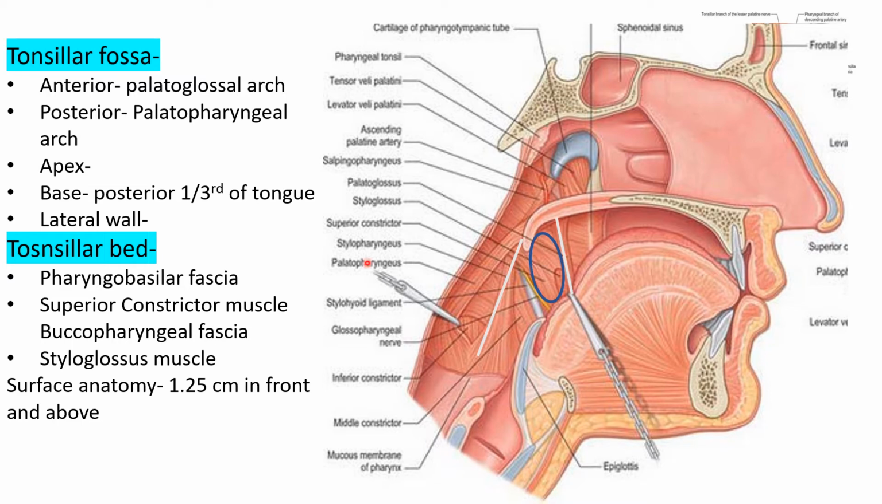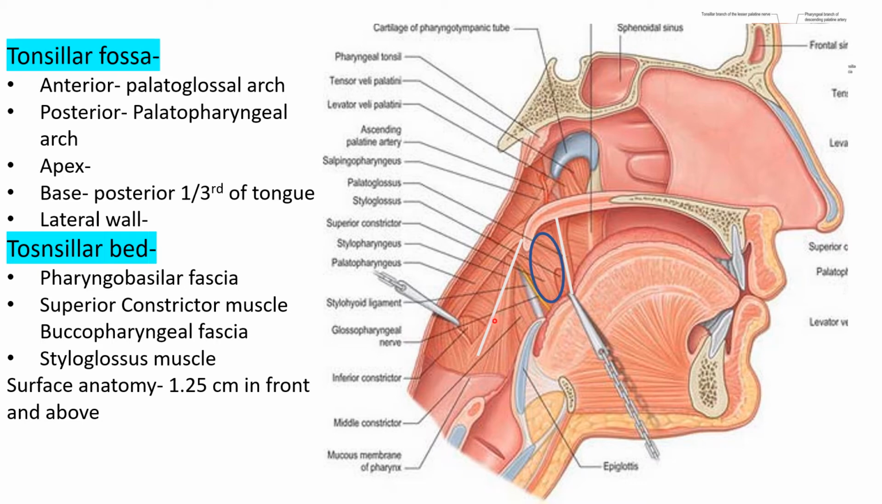This is the stylopharyngeus muscle. See, this is the stylopharyngeus muscle, which is entering into the pharynx from the gap between the superior constrictor and middle constrictor muscle. This is the middle constrictor, this is the superior constrictor. We did this when we did the pharynx, the structures entering through the gaps between the various parts of the constrictor muscle. So from the gap of superior and middle constrictor, we have the entry of the stylopharyngeus muscle inside, and the ninth cranial nerve, which is the glossopharyngeal nerve.